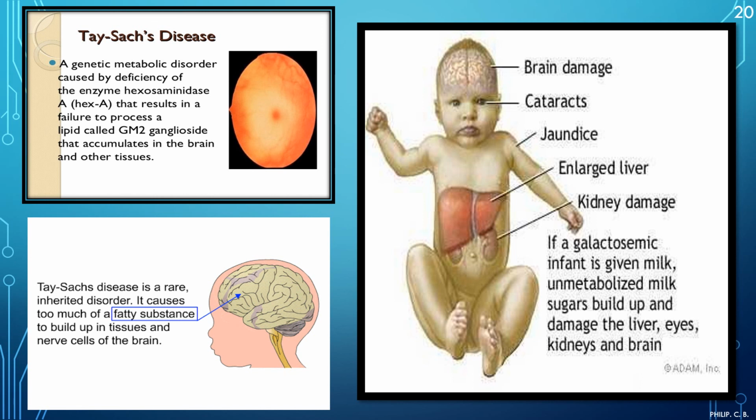Then on the right side you can see brain damage, cataract, jaundice, enlarged liver, kidney damage. If a galactosemic infant is given milk, unmetabolized milk sugar builds up and damages the liver, eyes, kidney and brain. So see the effect of the accumulation or insufficiency of secretion by the lysosome. So that's a little bit of detail about the Tay-Sachs disease.